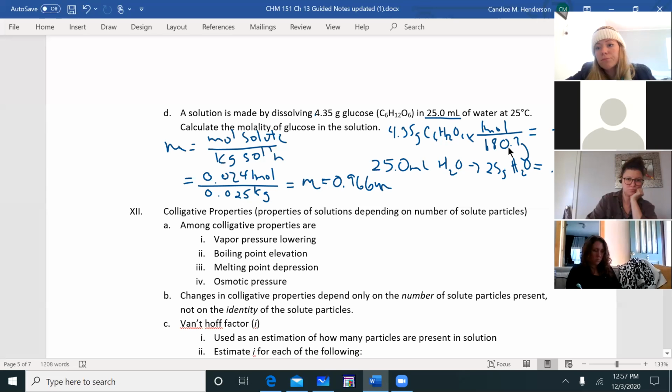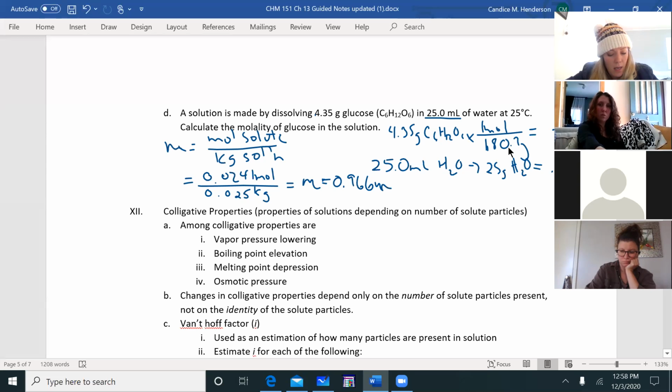Any questions on that? If you know the equation, it's not too tricky. Can it be 0.967? If you had a rounding situation, yeah, that would be close enough. I wouldn't give you a multiple choice where A is 0.966 and B is 0.967. We're not going to stress about that too much.